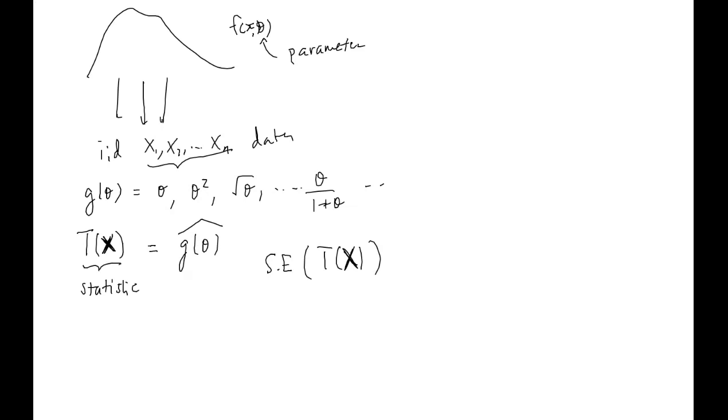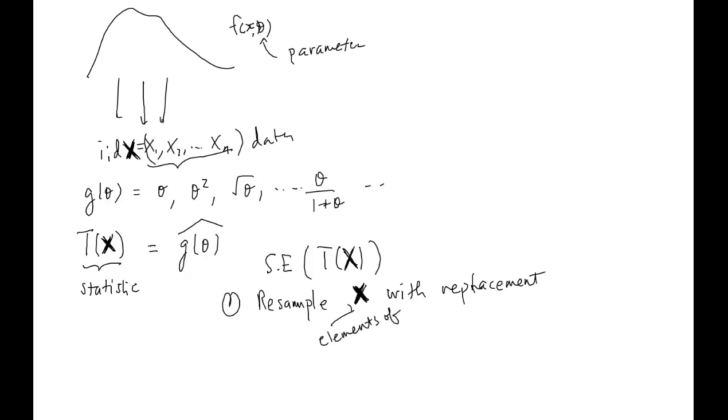All right, so this is very simple. First, you resample your x. This is a vector, so I just denote it by a vector. Resample elements of this with replacement. So you generate what we call a pseudo sample, or it's also called a bootstrap sample.